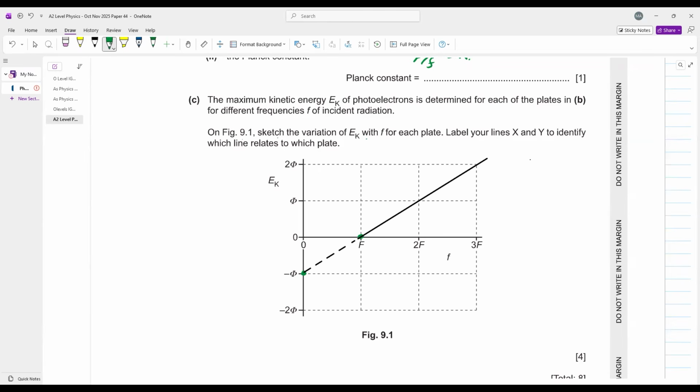Let's do it for the second one as well. इसको हम लेबल कर देते हैं line X. For line Y, your threshold frequency is 2F. बेटा threshold frequency होती है वो frequency at which the kinetic energy is zero. Threshold frequency is the minimum frequency required to remove an electron from the surface of a metal. Threshold frequency पे आपकी kinetic energy of electrons is zero. Your work function is negative 2 phi.